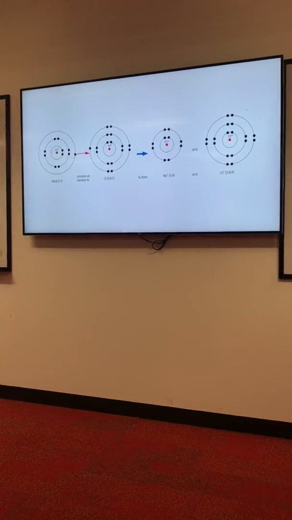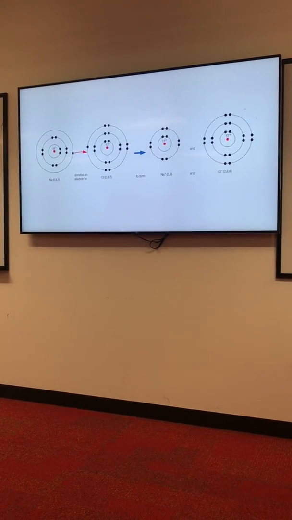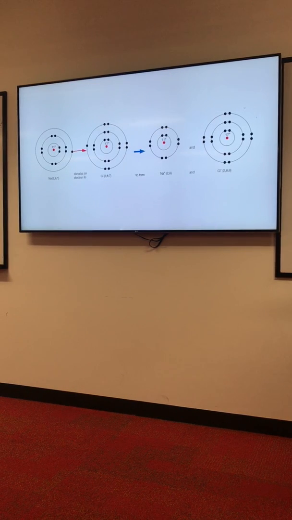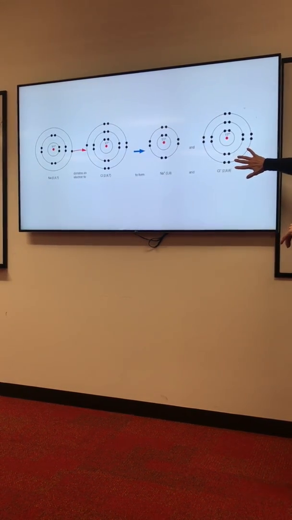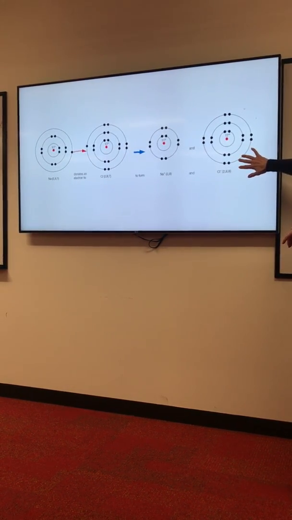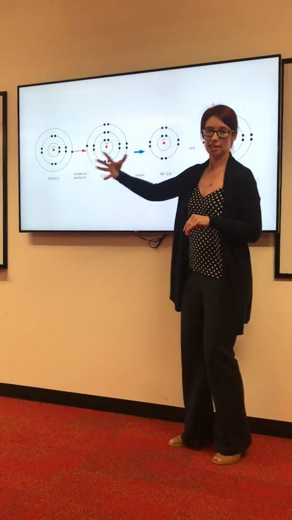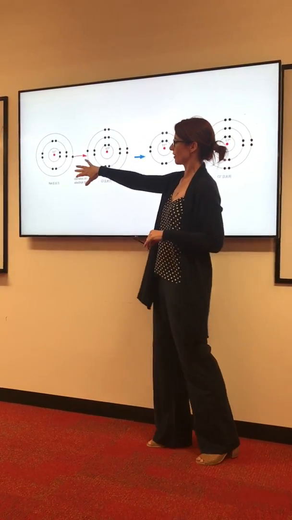I've got 2 images. This one is in the notes. This is an example of how you would represent the bonding of sodium and chlorine together. We did this the other day when we went through the quiz. In fact, this was the question.